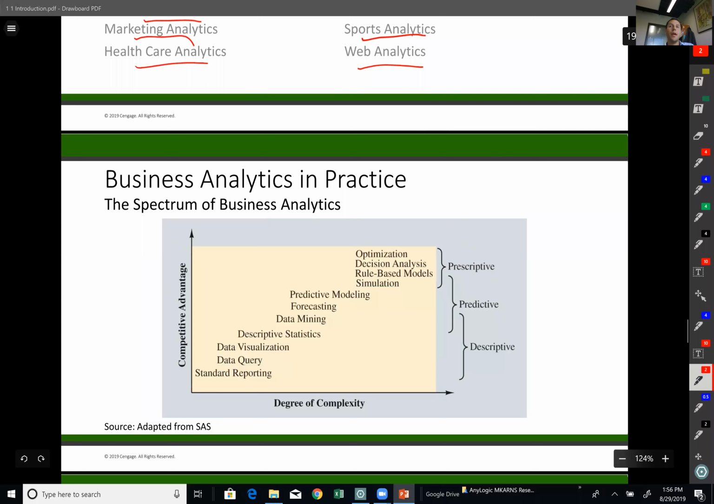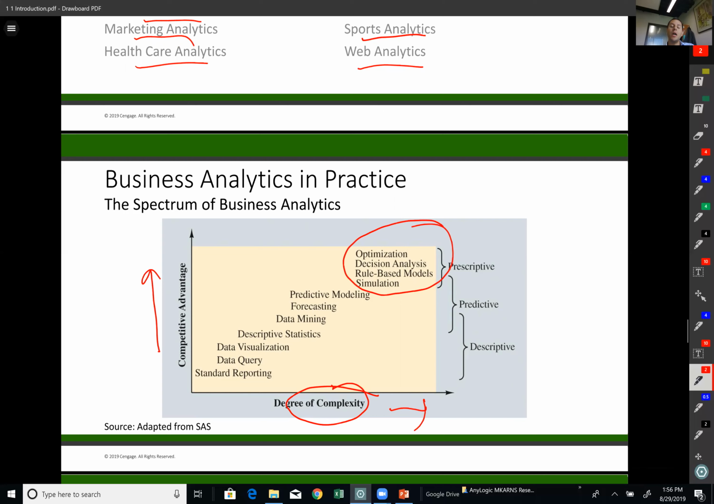So let's take a look at the complexity versus the competitive advantage. The complexity increases this way and competitive advantage increases this way. So this area right here is the most complex and gives us the most competitive advantage, whereas this area right here is least complex and provides the least competitive advantage.